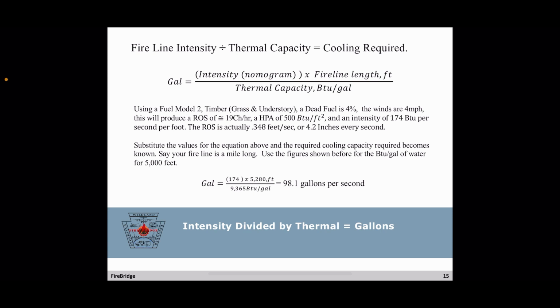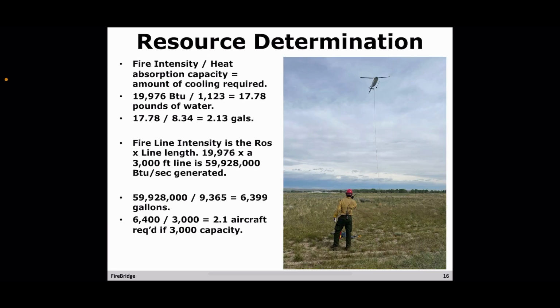That doesn't mean that there's not going to be other fire behind it, or it may not be started. That's just saying for that rate of spread and that intensity, that's what's required. So again, intensity divided by the thermal capacity equals the gallons. So resource determination, again, basically what we just said: intensity divided by heat absorption. I know I'm going over this quite a bit here. I'm repeating myself, but it's critical that you understand this.